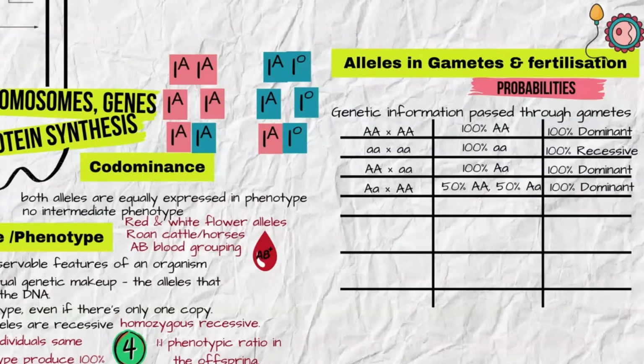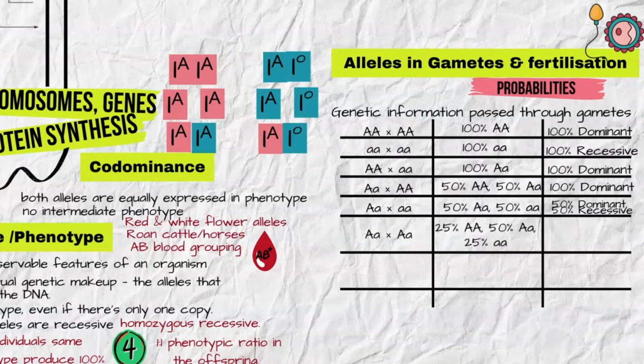Fifth, heterozygous crossed with homozygous recessive. Offspring, 50% heterozygous, 50% homozygous recessive. That's 50% dominant and 50% recessive phenotype. Sixth, heterozygous crossed with heterozygous, Aa times Aa. Offspring, 25% homozygous dominant, 50% heterozygous, and 25% homozygous recessive. So the phenotype ratio is 75% dominant, 25% recessive.